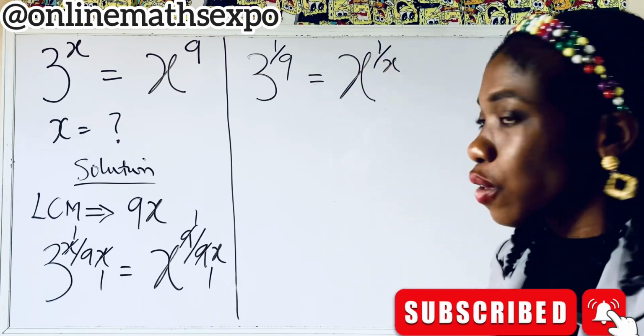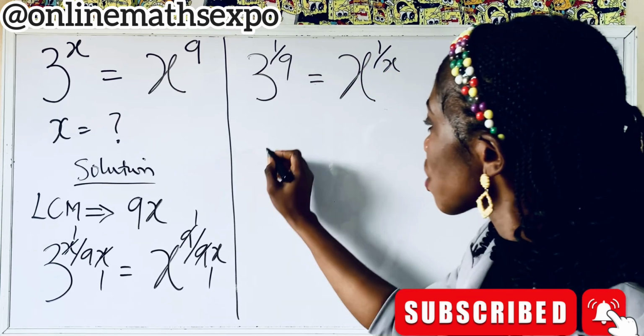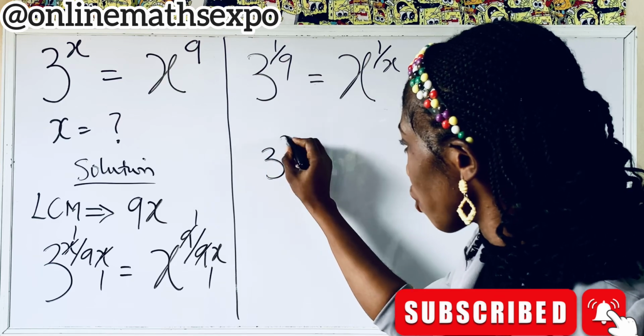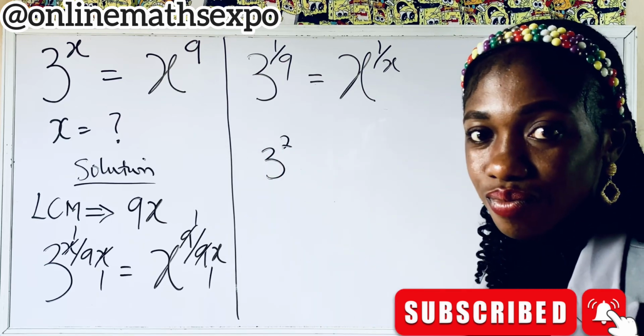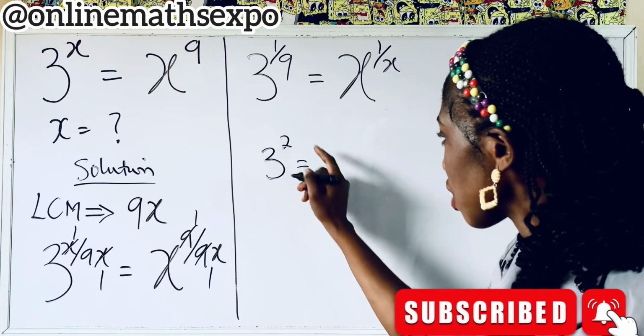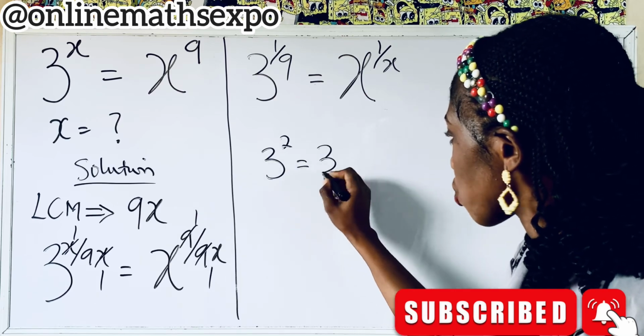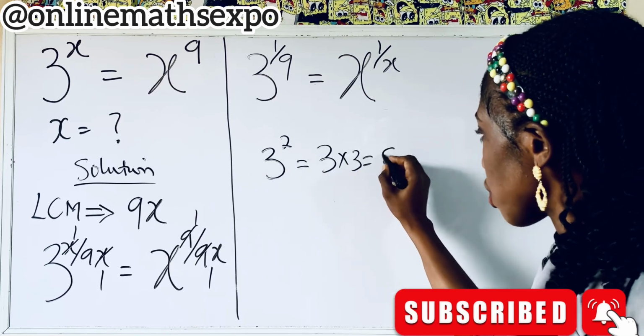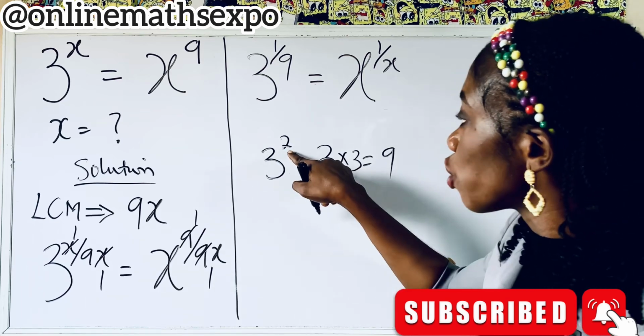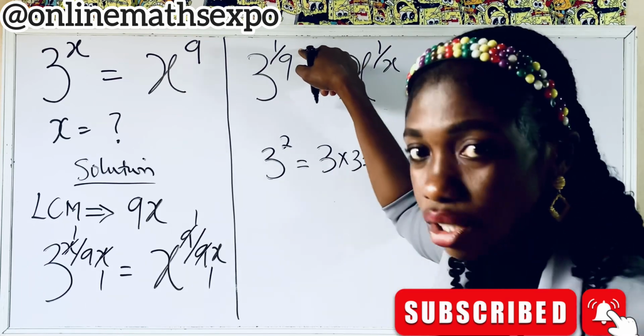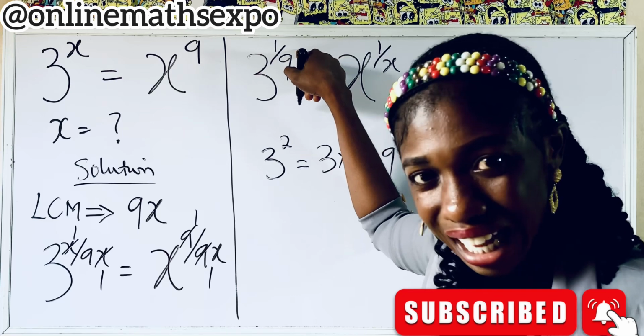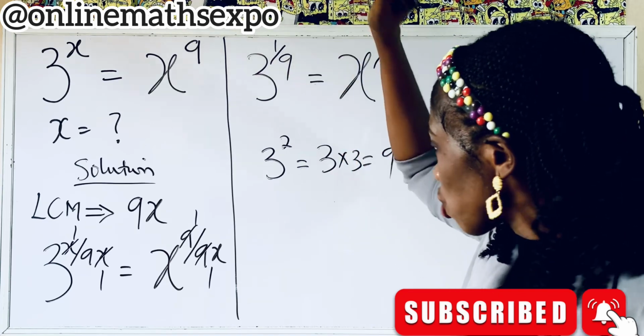Now let's see. Supposing we now say, let's raise this base to the power of 2. If we do that, we are going to have 3 raised to the power of 2, which is 3 times 3, will give us 9. And you know, when you do to the base, you should do to the power. If not, it's not balanced. Okay? So let's do to the power.